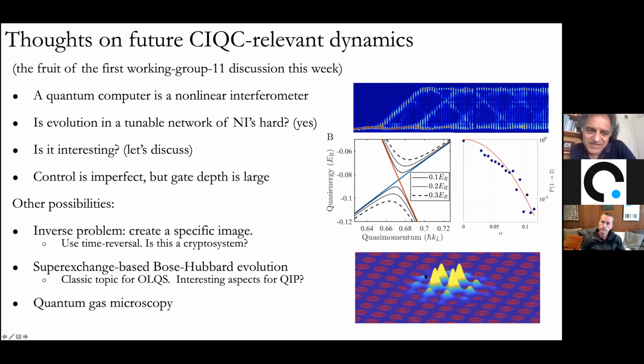Can I just ask quickly? With this imperfect control, can I think of it as n number of qubits and depth this much? How should I think about it if I want to have a mental model?